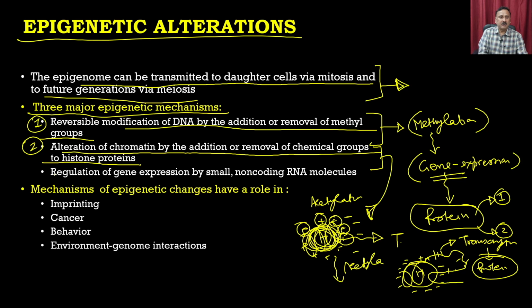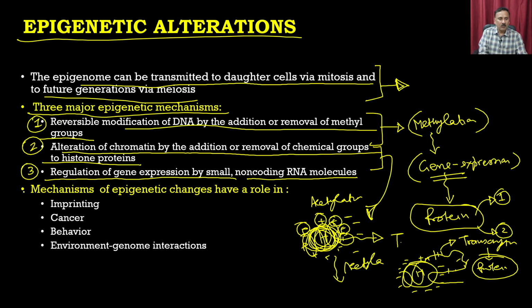Then you are going to have the third aspect, where you have regulation of gene expression by the non-coding RNA or the miRNA, right? So these are the three mechanisms which people have proposed for observed epigenetic changes in a particular organism.